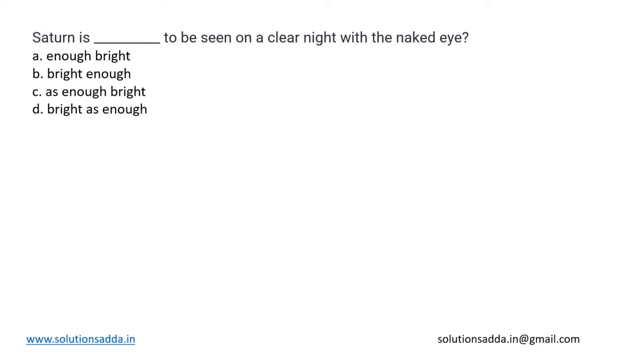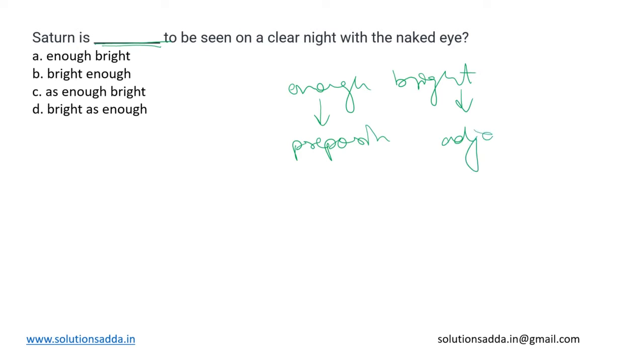This is a general English fill in the blank type of question. It is saying that Saturn is dashed to be seen on a clear night with the naked eye. In this blank, we basically need to fill in two main words, which are enough and bright. We need to find out the proper arrangement of these two words, which will make the sentence meaningful. First, let us identify that the word enough is a preposition, while the word bright is an adjective. It is saying that Saturn is bright.